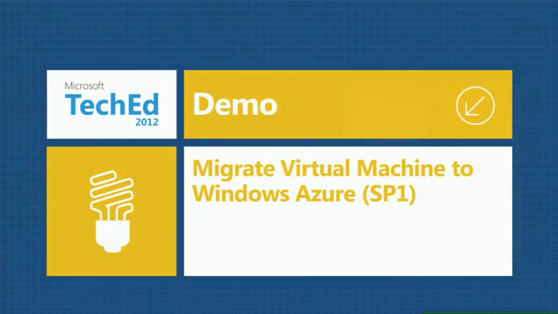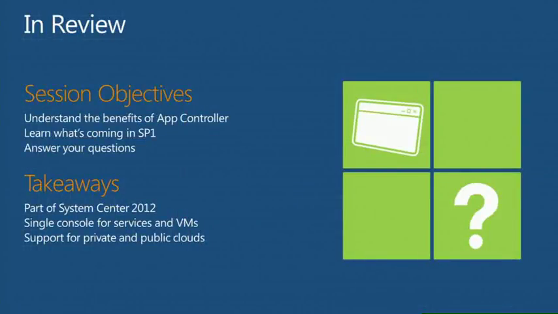All right, so migrate virtual machines to Windows Azure. And that brings us, in just over an hour, to the end of what we were going to show today. Has that answered people's questions about App Controller? Was there more that you wanted to see? Things that we didn't really touch on that you were hoping we would?